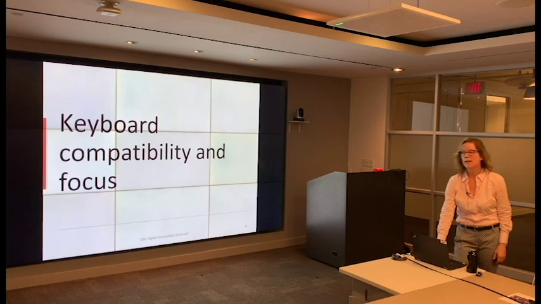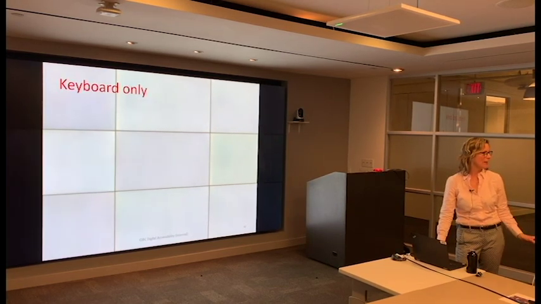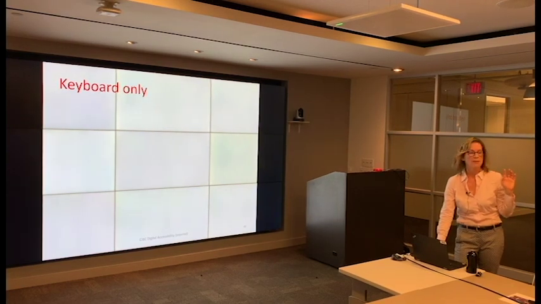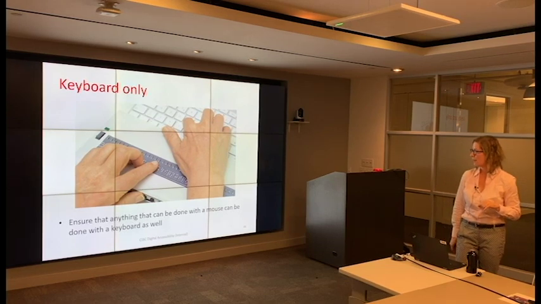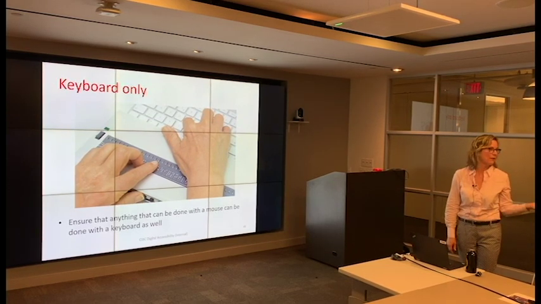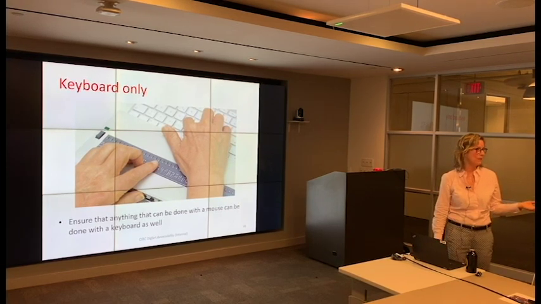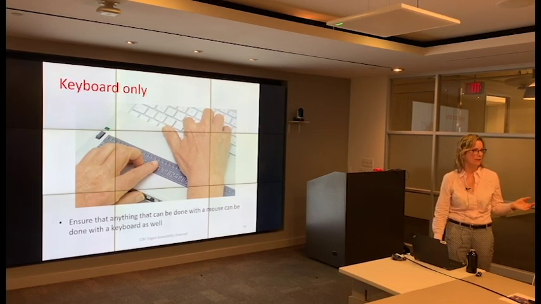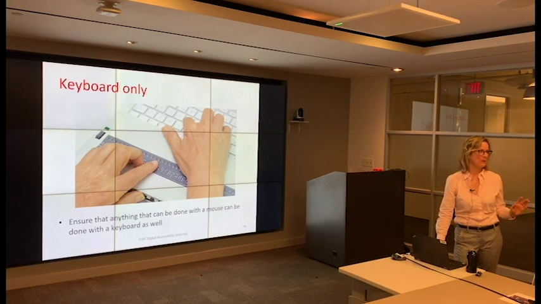So keyboard compatibility and focus. So this is kind of going back to the assistive technology guideline at the beginning, but it specifically talks about keyboard. Ensure that anything that can be done with the mouse can be done with the keyboard as well. This covers such a range of disabilities too. Screen reader users, people who have mobility issues, people who have tremors, all kinds of things. So this is really important and just kind of accessibility 101.